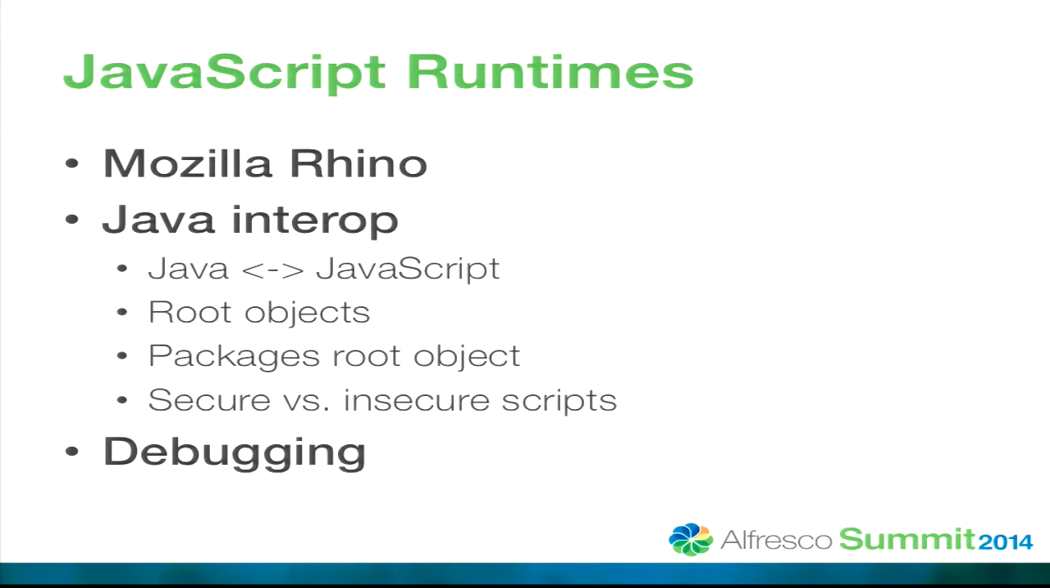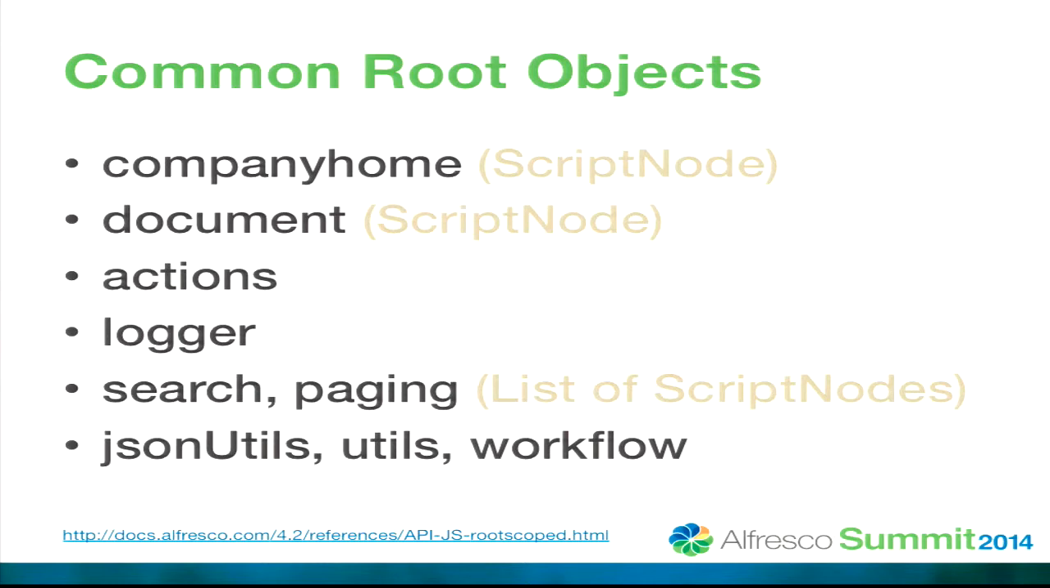So that's that. Let's go through a few of the root objects that Alfresco will provide to you. Commonly, you'll have company home, document, which is the node your script was run on. Actions allow you to run repository actions like sending email, running other scripts, causing transformations to happen, applying aspects, removing aspects, things like that. There's a logger root object. There's a searching root object that will allow you to do Lucene searching. It'll allow you to do CMIS searching. There's a paging helper root object for building pagers. We'll talk about some of this stuff more later.